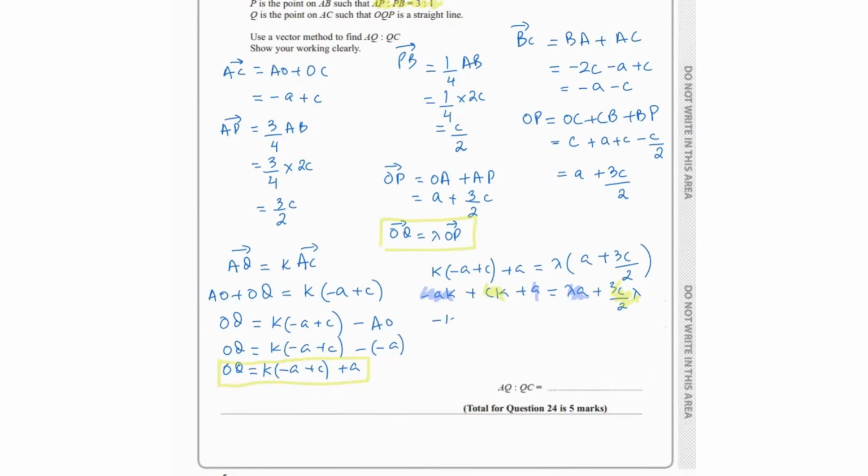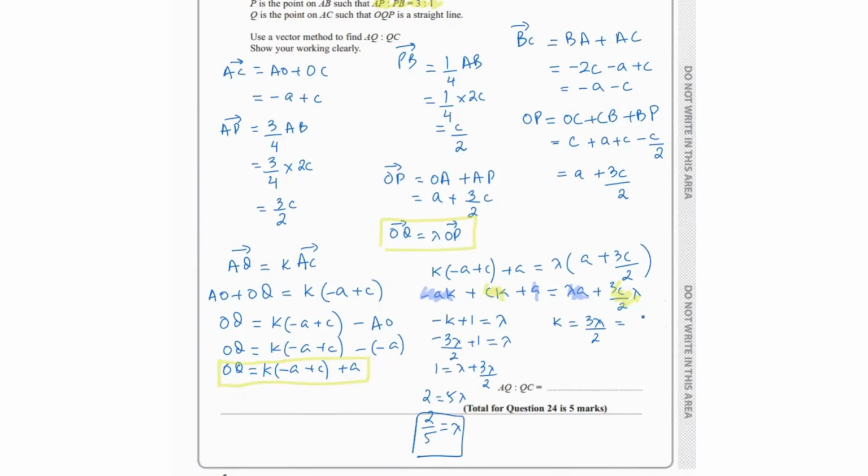For A, it's going to be negative K plus 1 equals lambda. For C, it's going to be K equals 3 lambda over 2. These are your two equations now. So K is 3 lambda over 2. If we substitute that over here, that's 3 lambda over 2 plus 1 equals lambda. 1 equals lambda plus 3 lambda over 2. That's 2 equals 5 lambda. 2 over 5 is lambda. So 2 over 5 is the value of lambda.